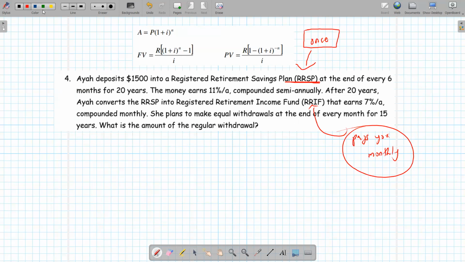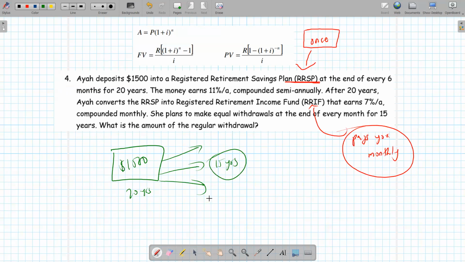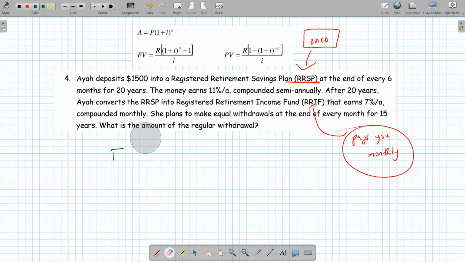So this is a two-part question. Any ideas on how to attack this? Basically, this guy's put $1,500 into this bank account, which it holds for 20 years. After 20 years, he wants to earn some money every month for 15 years. The question is, how much money can he pull out every month, or how much are they going to pay him every month for those 15 years?